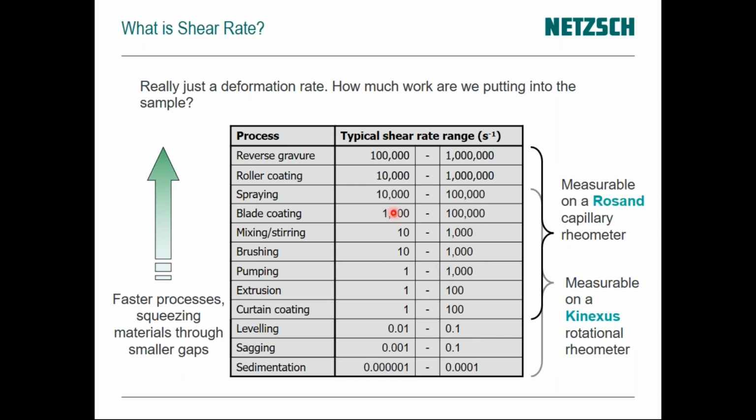Blade coating, obviously quite high shear rates as that sample goes between the blade and the substrate. Spraying could even be up to 100,000 reciprocal seconds. Now this would be the limit really of a Kinexus rheometer. And if you want to go over 100,000, then you'd be looking at a Rosand capillary rheometer, where you can generate up to 1 million or even over 1 million reciprocal seconds, because the sample has to go through the die, and so you can squirt it quite hard there to simulate inkjet printing or reverse gravure coating and stuff like that.